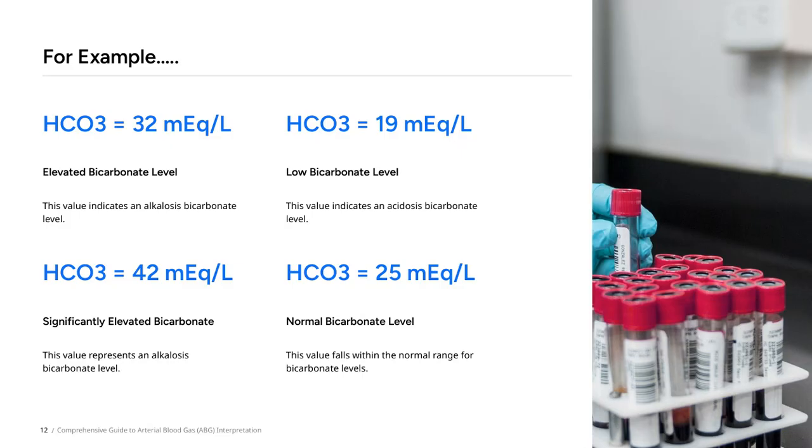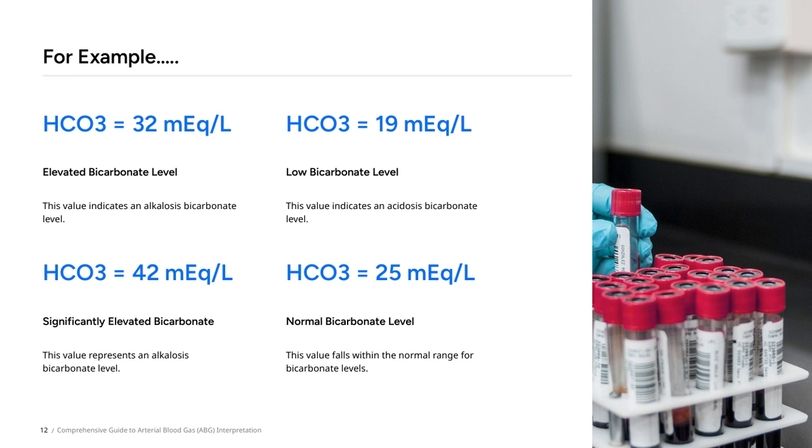Let's look at some examples to clarify how we interpret bicarbonate levels in arterial blood gases. First, when we see a bicarbonate level that falls within the normal range, like 25 mEq/L, we recognize that the body's acid-base balance is currently stable. This is our baseline, indicating no immediate disturbance. Next, consider a significantly elevated bicarbonate level, such as 42 mEq/L. This suggests an alkalosis, meaning the blood is more alkaline than normal. Elevated bicarbonate often points towards respiratory or metabolic causes of alkalosis, which we need to identify in the clinical context.